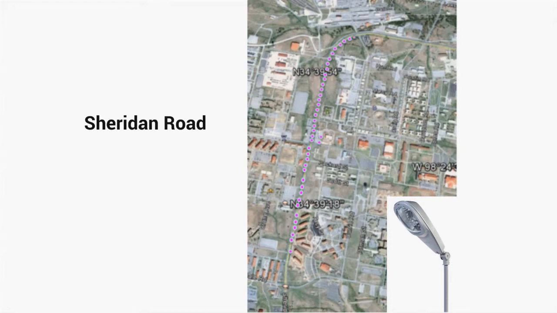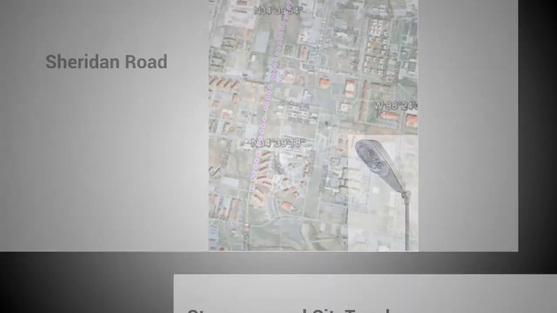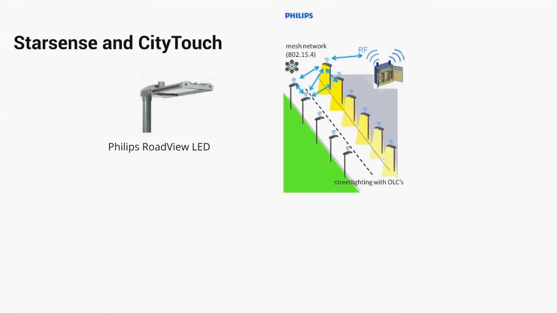Now, the new system implemented at the site is called StarSense and CityTouch. It covers 38 light poles with 40 LEDs placed on an intersection on Sheridan Road. It monitors and controls light levels from a centralized location through a wireless mesh network.